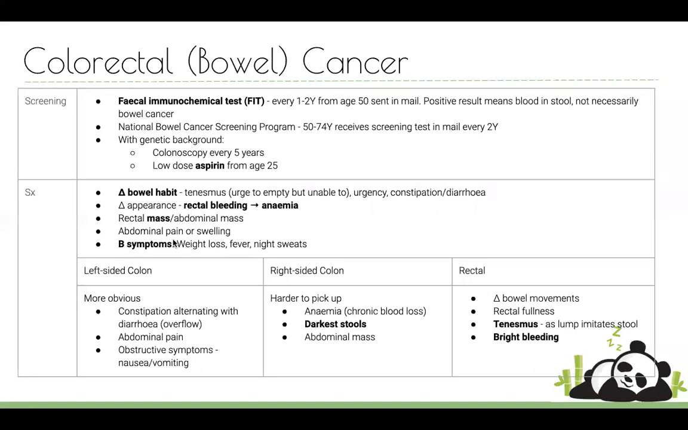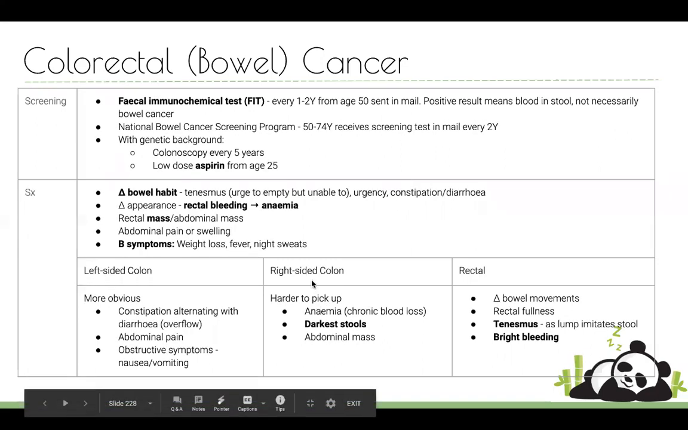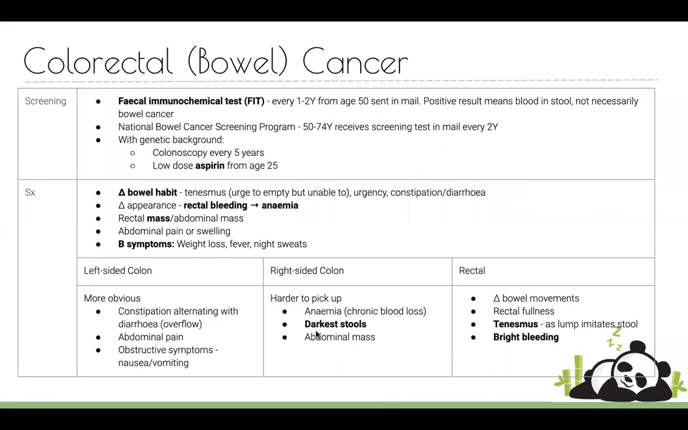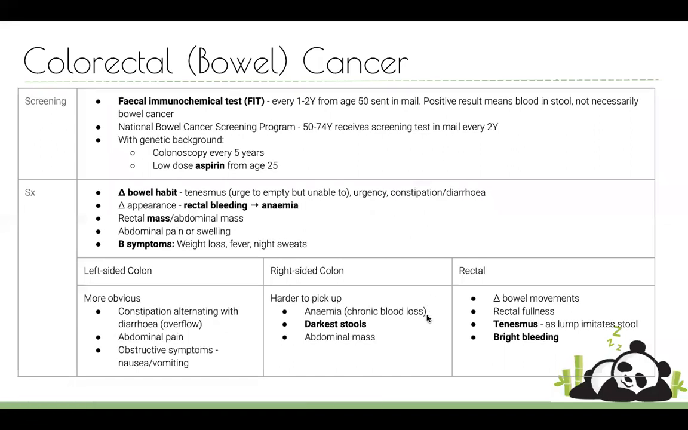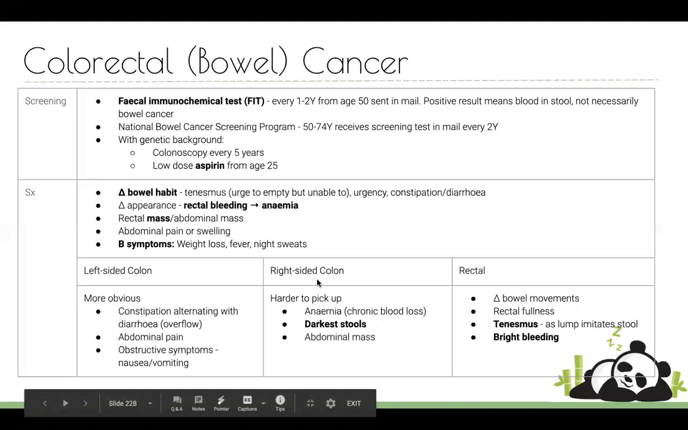You might feel a mass on palpation, or you might get abdo pain or swelling, depending on what it's impinging on, depending on whether it's obstructing something or not. So if you start at the right-sided colon, these tend to have the darkest stools, and that's literally just because if it's bleeding, it picks up blood and then it digests a little bit more before it comes out. And these are hard to pick up because they're so early on.